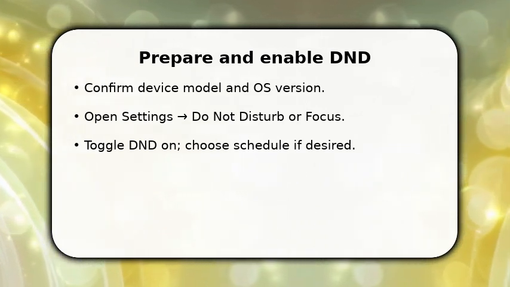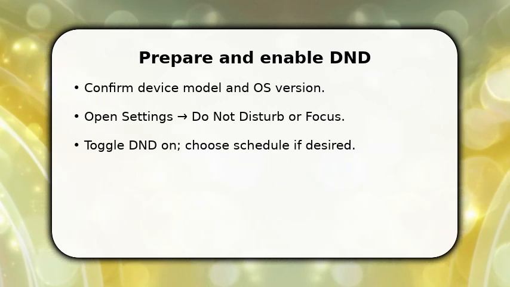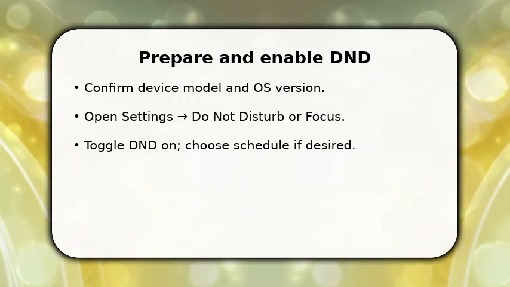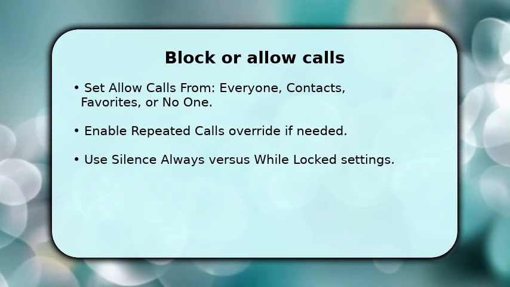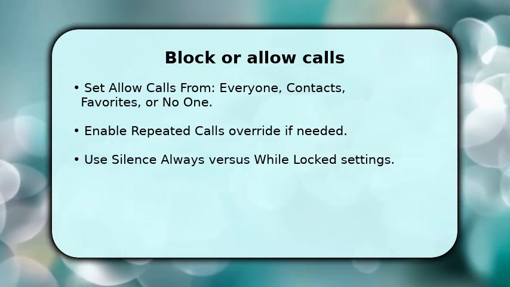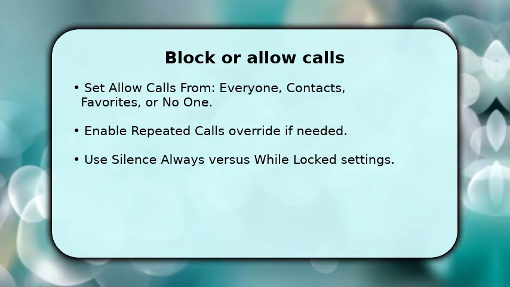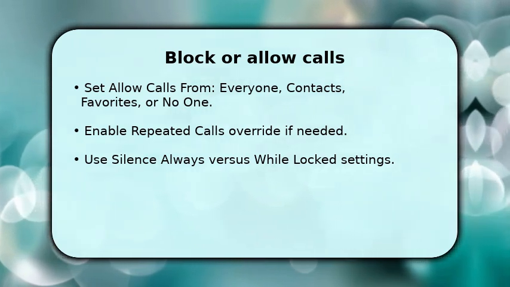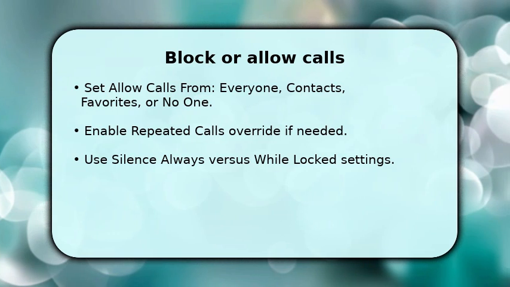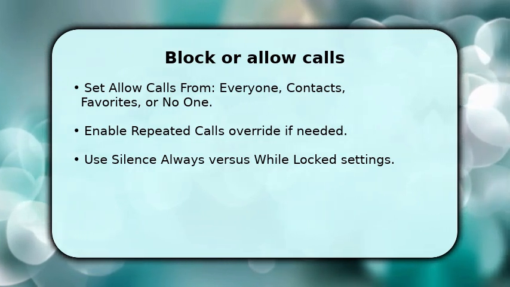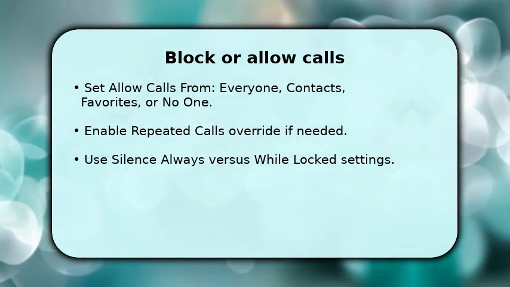You'll choose how calls are treated. Open Allow Calls from and pick Everyone, Contacts, Favorites, or No One. Select No One to stop calls completely. If you want an emergency bypass, enable repeated calls so a second call within minutes rings. Also pick Silence Always versus while locked so you control whether calls ring on an active device.